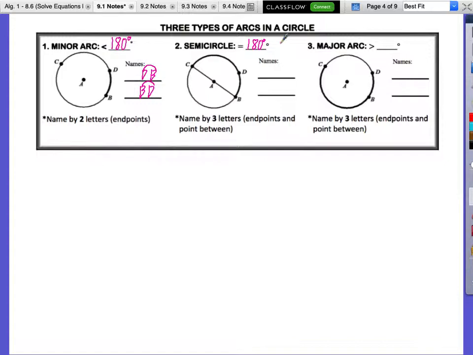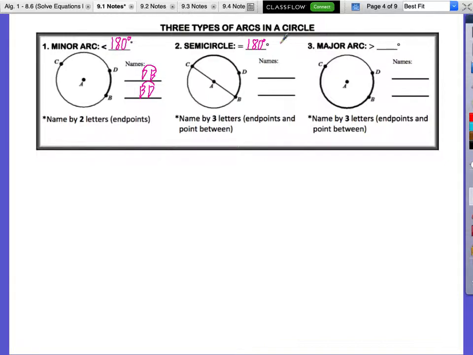Wait, how can a line be a degree? It's not a line, it's an arc. There's three types of arcs. How do you make a distance a degree? We'll talk about it. That's actually the next section.